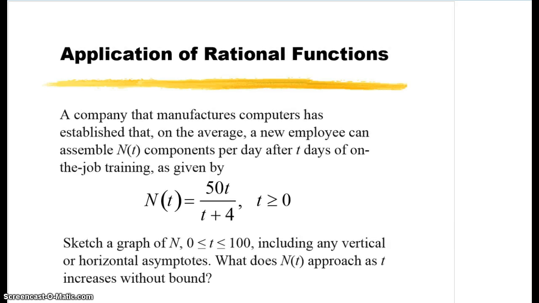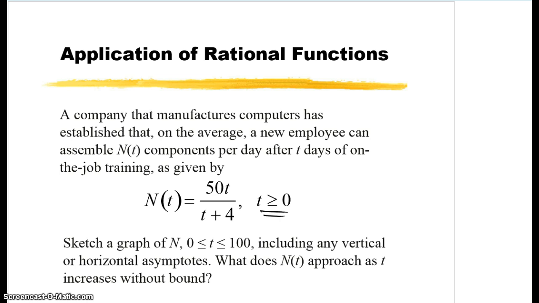A company that manufactures computers has established that on the average, a new employee can assemble N(t) components per day after t days of on-the-job training. And it's given by this function. N(t) is 50t over t plus 4, where t obviously has to be bigger than or equal to 0.